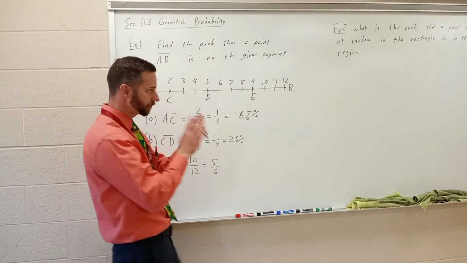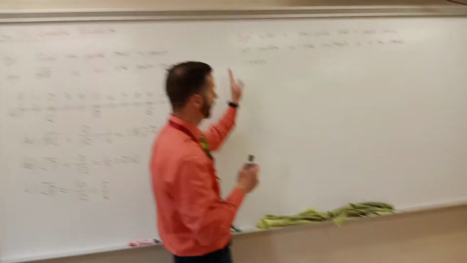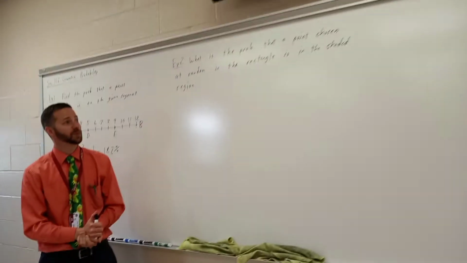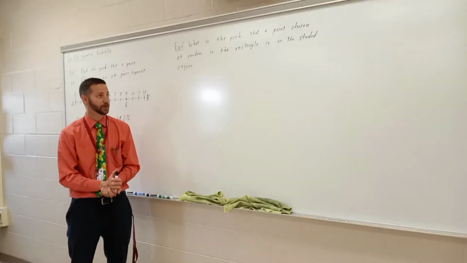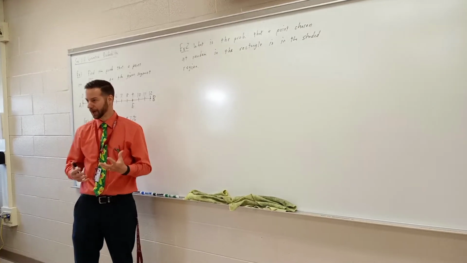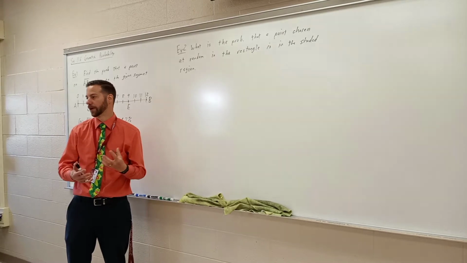All right, so I want to change up a little bit now, and let's talk a little bit about area. So for area, we want, what is the probability that a point chosen at random is in the rectangle in the shaded region? Now, I'm going to give you some context for a problem like this, like why would we care about something like this?